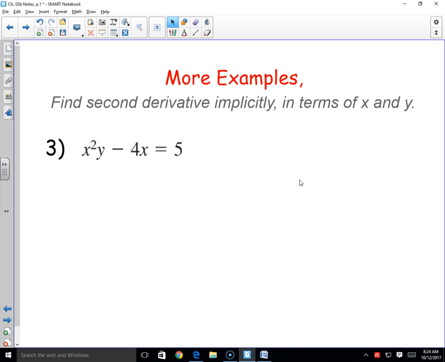What was the first derivative? 4 minus 2xy all over x squared.